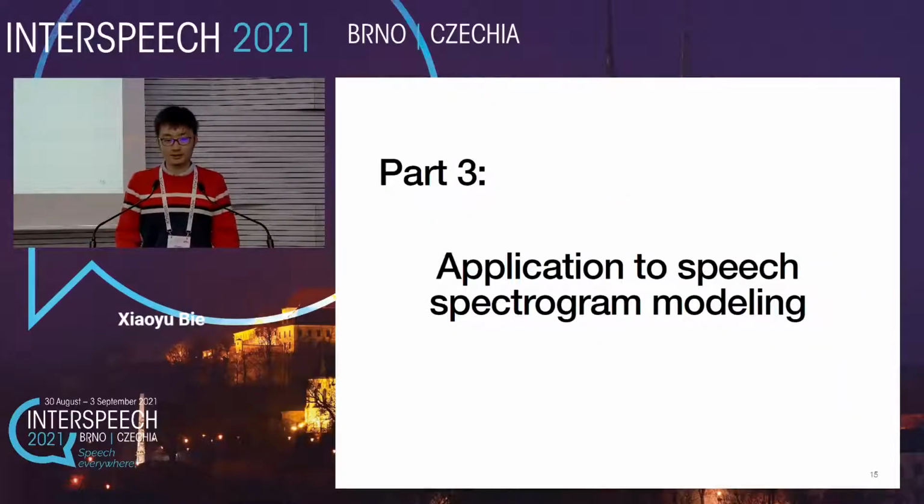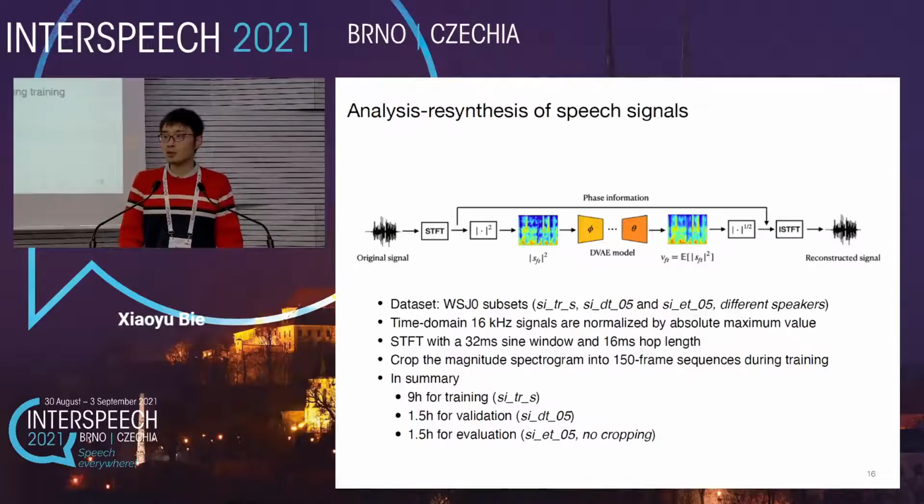Then we will go to the experimental part. In our paper, we built a benchmark on the analysis-resynthesis of speech signals. We use a dataset from the Wall Street Journal. We choose 3 subsets of it, and each of them contains different speakers. All the audio signals are sampled at 16 kHz, and we normalize them by their absolute maximum value before feeding them into our pipeline. Then we apply an STFT with a 32 millisecond sine window and a 16 millisecond hop length. Then we crop the magnitude spectrogram into a 150-frame sequence during training.